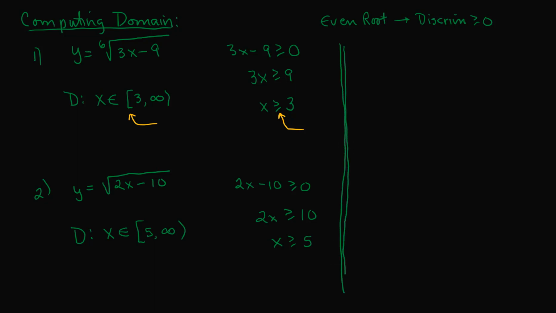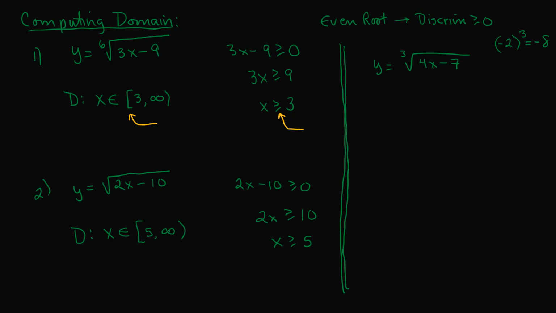Suppose you have something like y equals the cube root of 4x minus 7. If you're taking a cube root, in other words, an odd-powered root, then the discriminant, the stuff inside, can be greater than 0. It can equal 0, but here comes the new one. If it's an odd root, it can be negative as well. Remember, if you take a negative 2 and you raise it to the third power, you get negative 8. So if you're working with odd numbered roots, negatives are just fine.